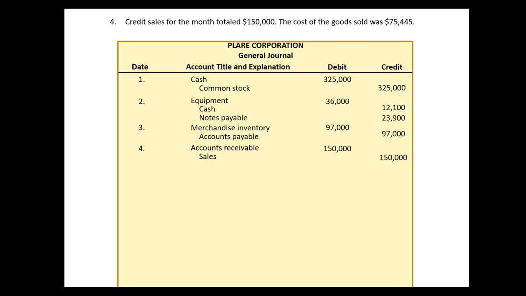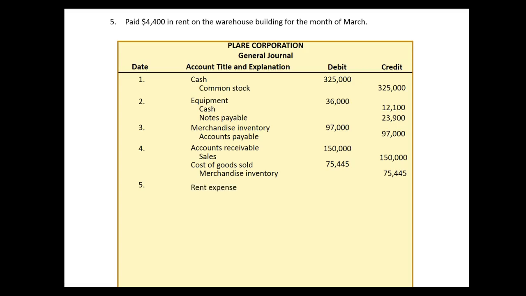Then the next step is we need to get rid of that inventory. So we are going to debit our cost of goods sold expense to increase our expense, and we will credit our merchandise inventory, which is an asset, to decrease that asset. Next, we paid $4,400 in rent on the warehouse building for the month of March. We're going to debit our rent expense. Expenses are increased with a debit balance of $4,400, and we'll credit cash, our asset, because we decreased our asset by $4,400.